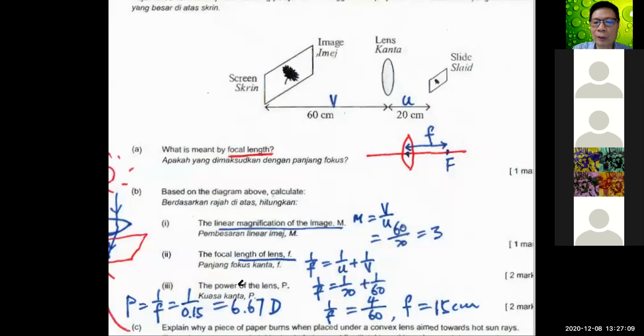And the last one, calculate the power. Power uses P equals 1 over F, 1 over focal length. Focal length is 15 cm, cannot use cm. When you use this formula to find power, you must change to meter. So it becomes 0.15 meter. So your answer is 6.67 diopter. So we put that D. The unit for power is diopter, 6.67 D.